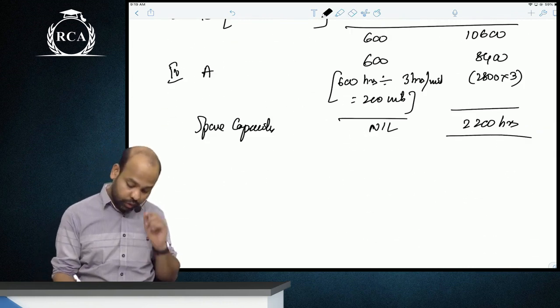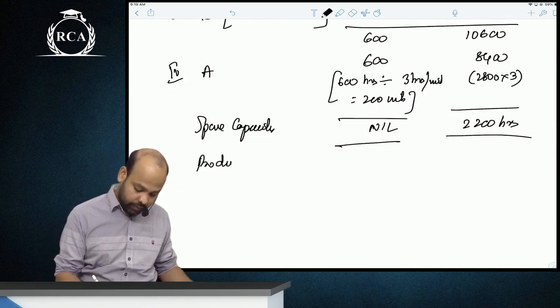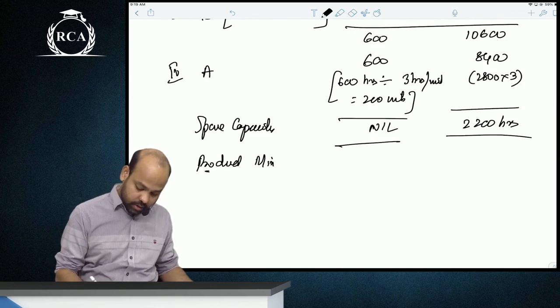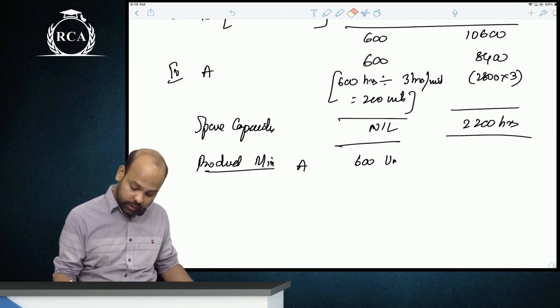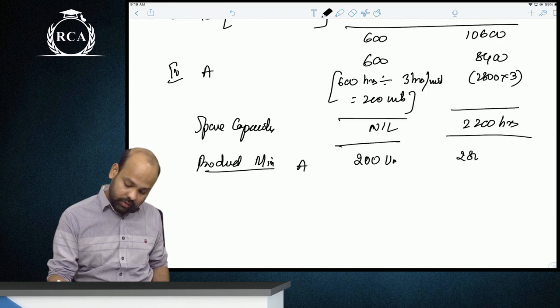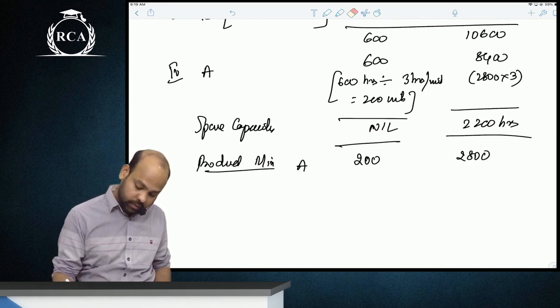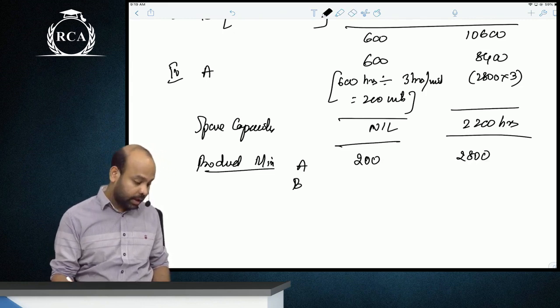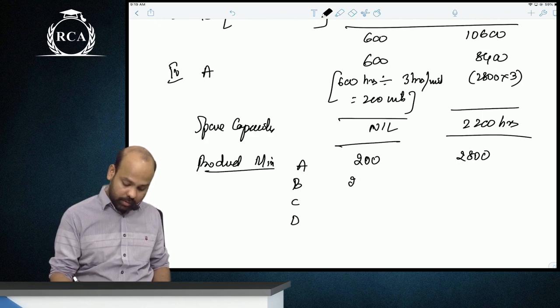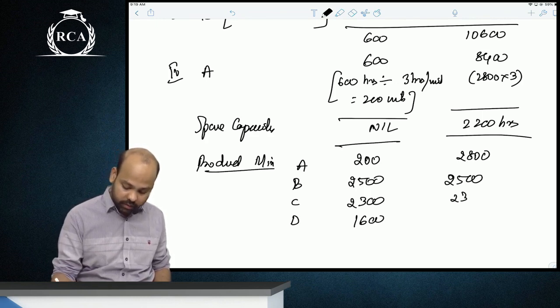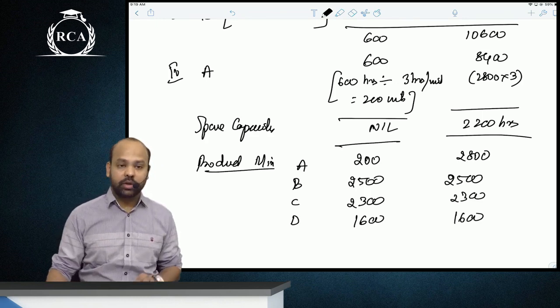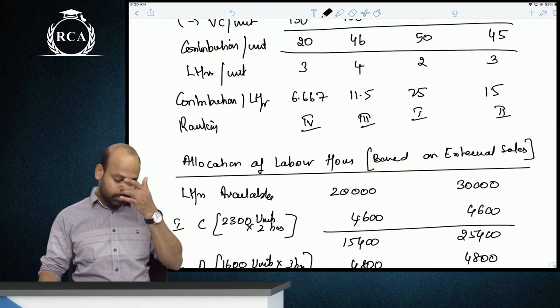Understood, sir. So if you look at the product mix, the only difference coming here is product A: 200 units, 600 hours, and here 2,800 units. Products B, C, D, totally manufactured 2,500, 2,300 and 1,600. We are meeting the entire market demand of these products. So this is the allocation, guys. Now we will know exactly what is the amount of opportunity cost.